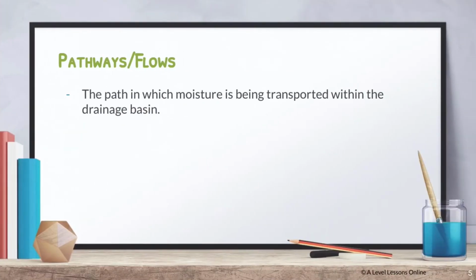Then pathways and flows, by definition, is the path in which moisture is being transported within the drainage basin. You just think of paths or flows as a form of transportation. How does your water go from one place to another? That is basically a flow. There are many different types of flows.